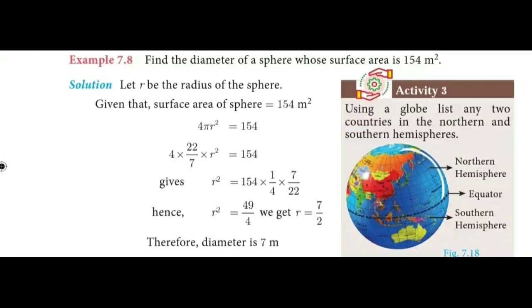Then 4 into 22 divided by 7 into r squared is equal to 154. Gives r squared is equal to 154 into 1 by 4 into 7 divided by 22.